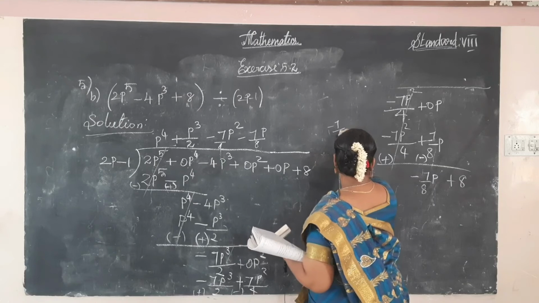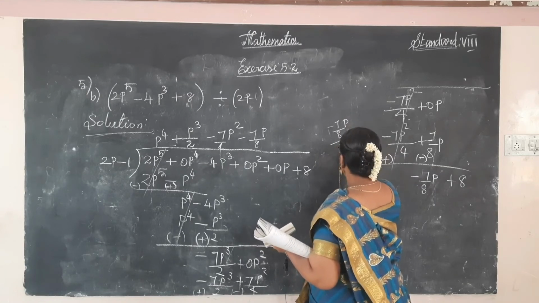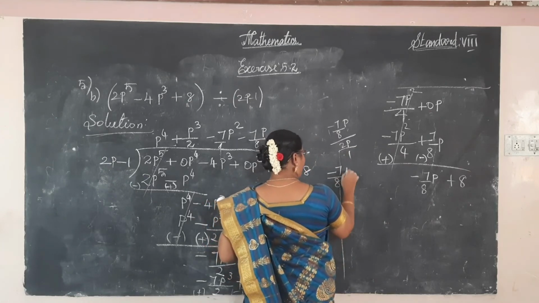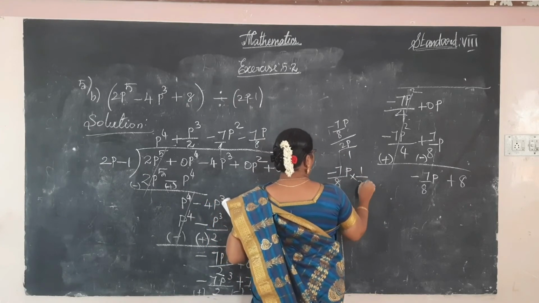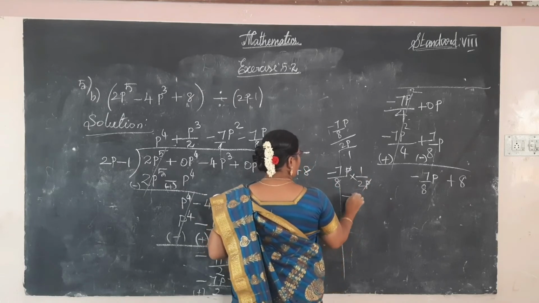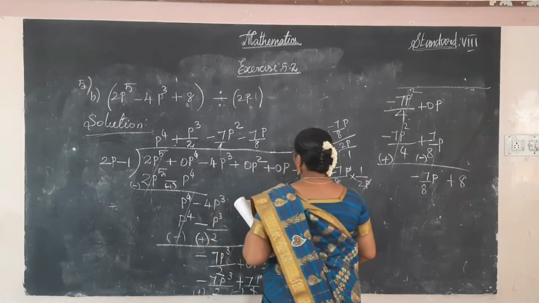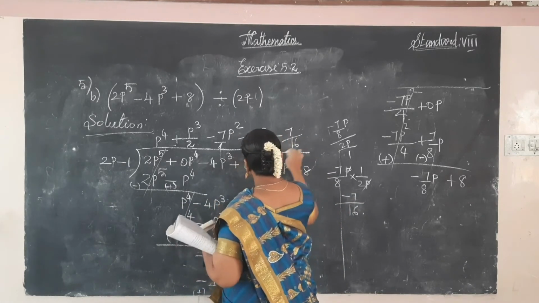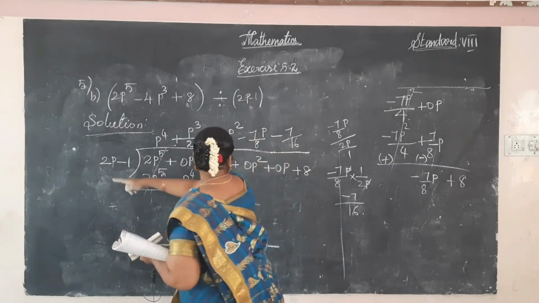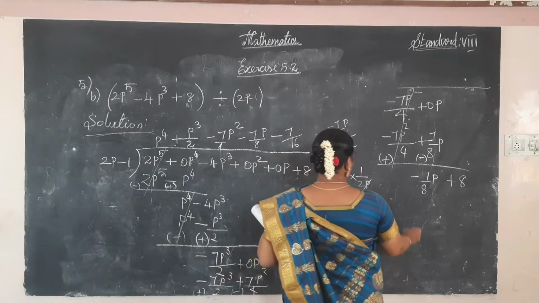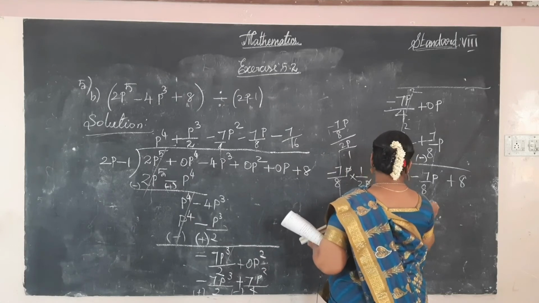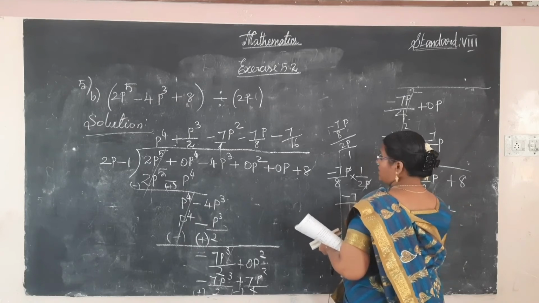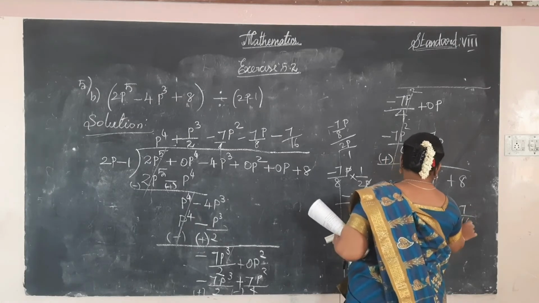Now this term divided by the first term. So minus 7 by 8p divided by 2p. It can be written as minus 7 by 8p into 1 by 2p. What we get? Minus 7 by 16. So minus 7 by 16 is the quotient. Now multiply the minus 7 by 16 by each term. So minus into minus, minus 7 by 8p, plus minus into minus plus 7 by 16.